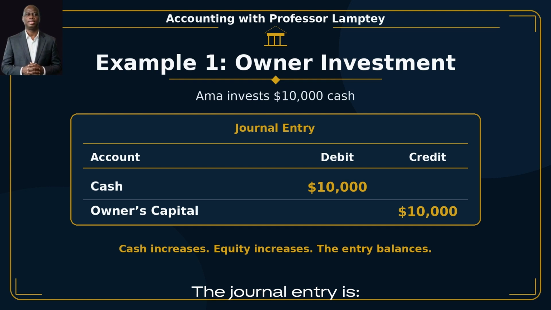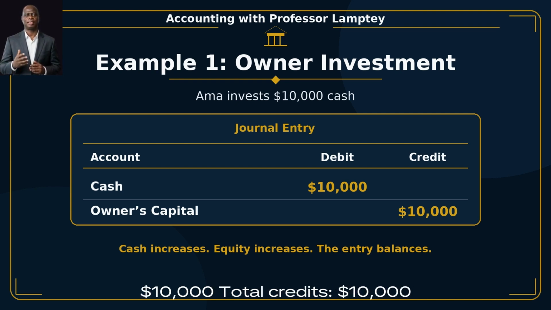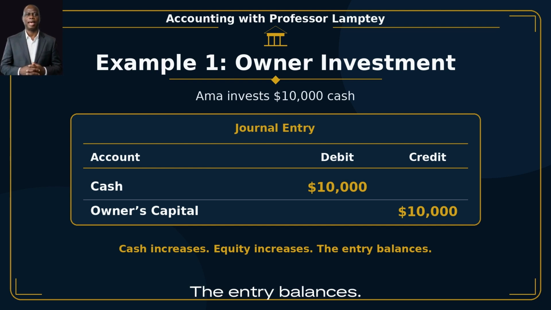The journal entry is debit cash, $10,000. Credit owner's capital, $10,000. Now check it. Total debits, $10,000. Total credits, $10,000. The entry balances. That is double entry accounting in action.